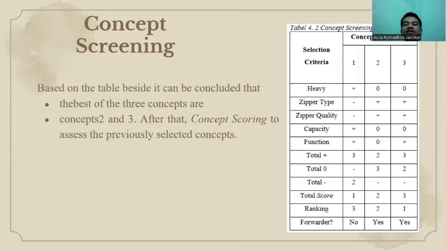After that, each concept is given a rating: minus, 0, and plus. After we give the rating, we give the ranking. As you can see, concept 3 is the first, concept 2 is the second, and concept 1 is the third. This is based on total score. After that, concept scoring to assess the selected concept.